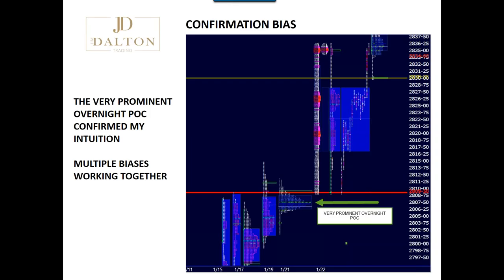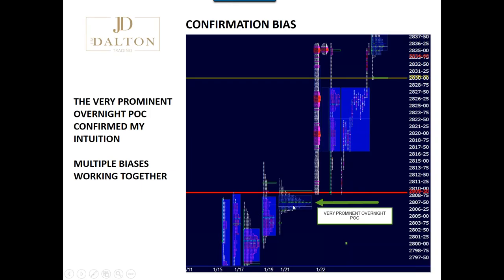One of the things we've written about quite a bit is the very prominent overnight POC. What we wrote is that this is clearly a very prominent overnight POC, and the odds are very good that it gets revisited fairly early in the day. So now we enter another bias, and this is called a confirmation bias.